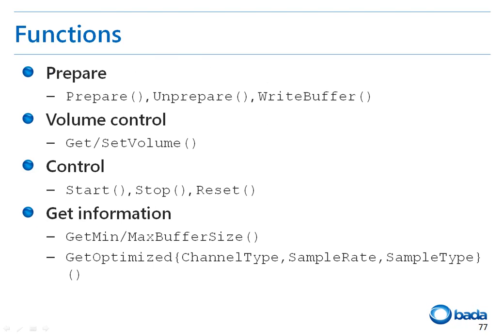In more detail, the Audio Out class provides the prepare and unprepare functions, such as audio in, but you have to add a buffer by calling the write buffer function and not the add buffer. The Audio Out class also provides get and set volume functions, which are not supported by Audio In. The Audio Out class provides start and stop functions like the Audio In class. Here, the reset function is used to disconnect from the connected buffers and to return to the prepare state. Additionally, the functions to get the minimum and maximum values of the buffer size and to get the settings optimized to the device are the same as those of the Audio In class.